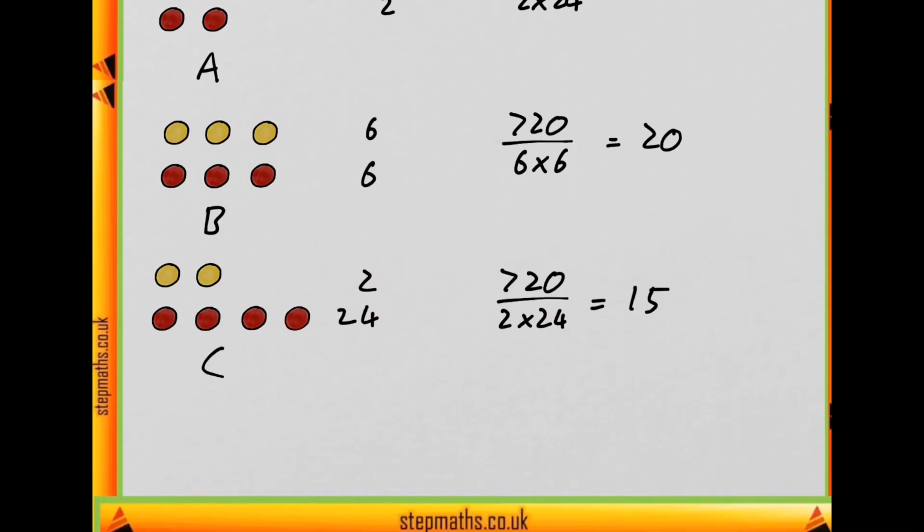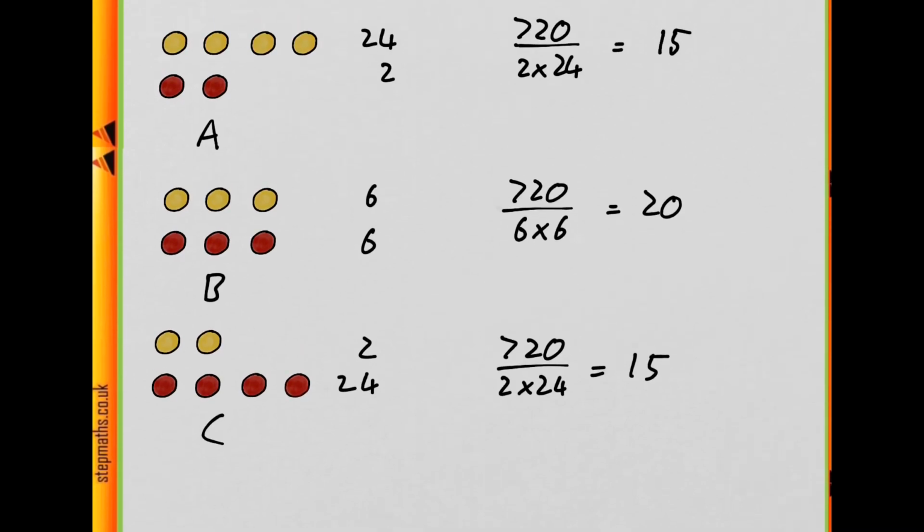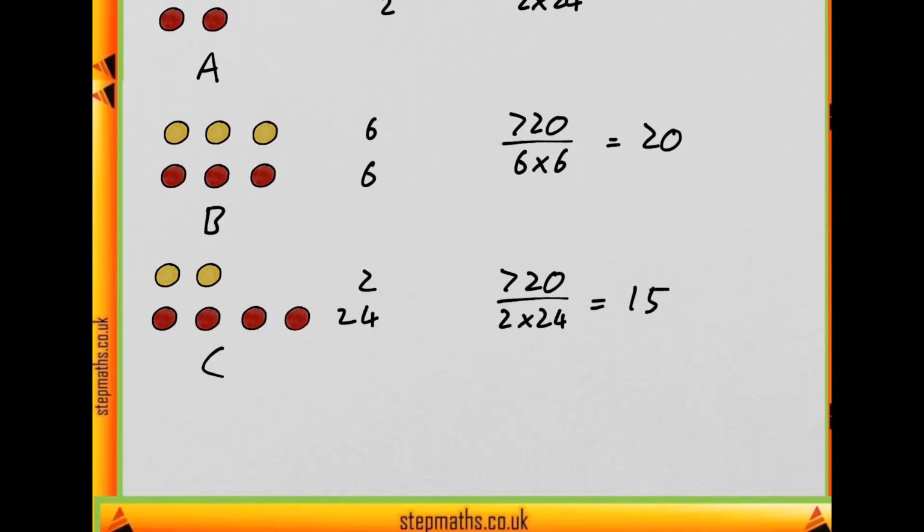So what's our total number of arrangements? Well, it's just the sum of these 3 numbers. So 15 plus 15 plus 20, and that works out as 50, which is answer E.